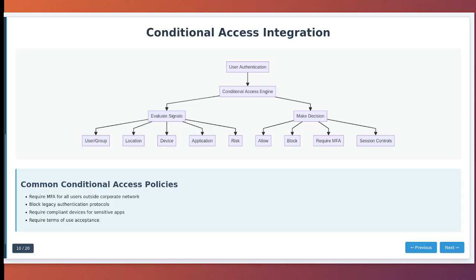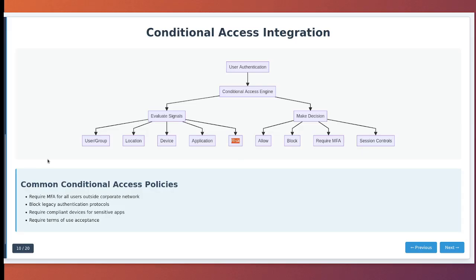Let's walk through the signal examples. User identity and group membership are straightforward. Policies can target specific users or groups. Location-based policies can require MFA when users sign in from untrusted locations. Device compliance ensures that only managed and compliant devices can access your application. Risk signals come from Entra ID Protection, which uses machine learning to detect suspicious sign-in patterns.